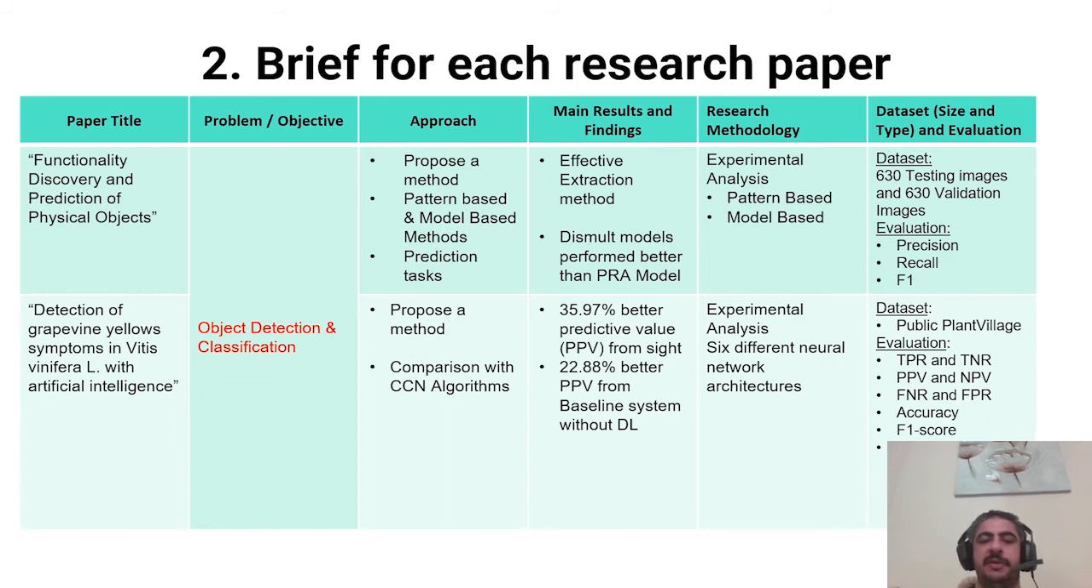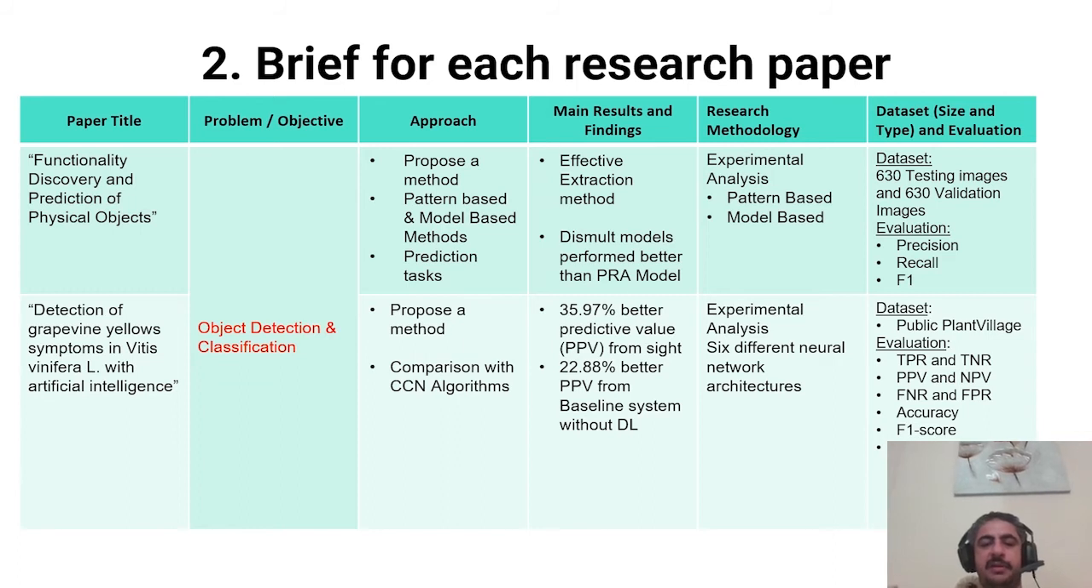In this paper, the dataset used for training the method was not public, and the evaluation metrics used were precision, recall, and F1 score. The result of this paper suggested the proposed model has an effective feature extraction method, and the proposed algorithm performed better than the previous algorithm.